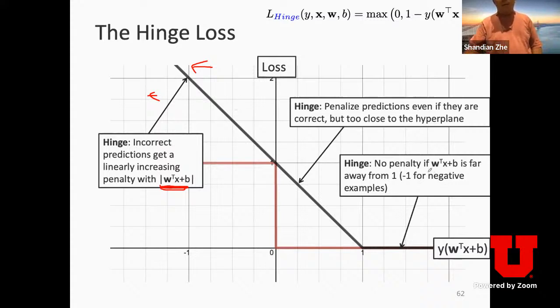And if your function margin is larger than 1, far away from 1, then you don't receive any penalty. But in the middle, even if your prediction is correct, if you're still within the margin of your classifier, you can still receive some penalty. So you can imagine hinge loss trying to find a separating hyperplane to be as far away from all the data points as possible.